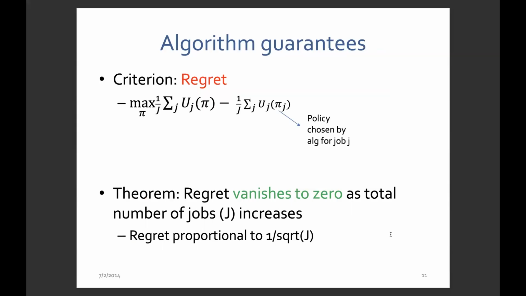The regret function is the difference between the sum of utility functions and the policy chosen by the algorithm for all the jobs. This regret function approaches zero as the number of jobs increases. In other words, the regret function is proportional to 1 over the square root of the number of jobs. If the number of jobs approaches infinity, or a very huge number, 1 over a huge number approaches zero.